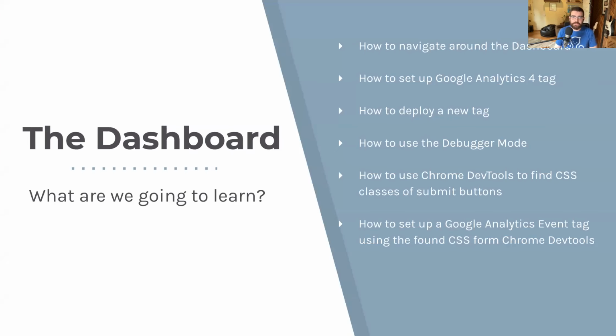All right, so what we're going to do is navigate the dashboard, and then we're going to see how we would set up the Google Analytics 4 tag. And then I'm also going to do that for the event tag for Google Analytics 4. Then we're going to go through the debugger as well as the Chrome dev tools. And then we're going to see a specific button, identify that specifically, and go through that and then debug it with the Google Analytics event tag.